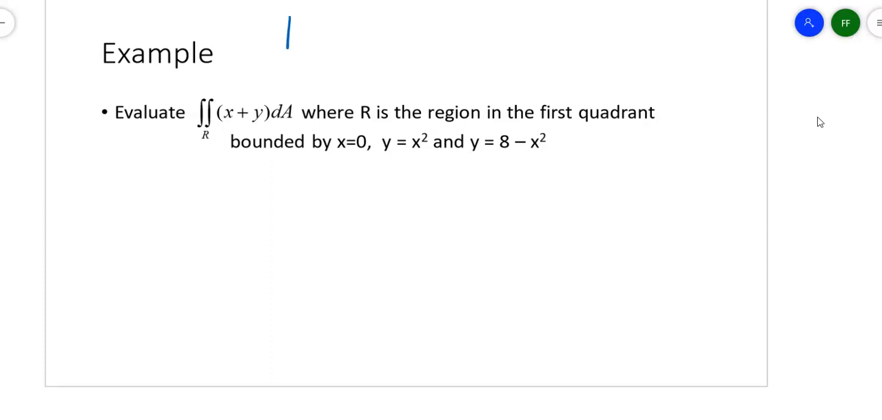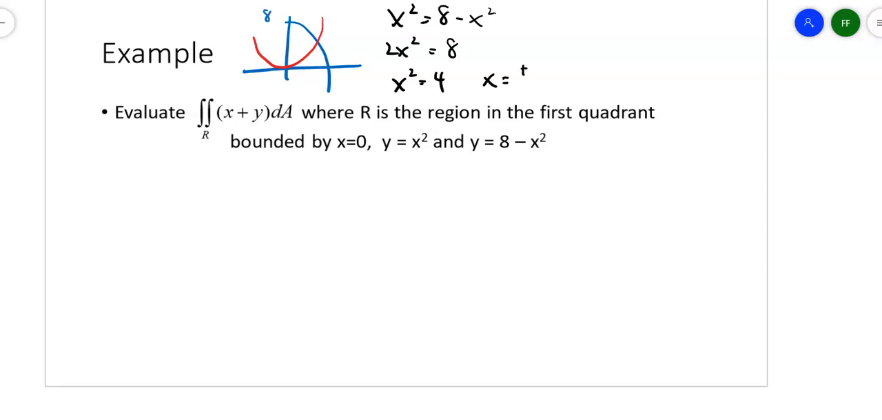Well, can I say? 8 minus x squared is an upside-down parabola that goes up to 8. Y equals x squared is an upward-facing parabola. It goes like that. Where do they intersect? Interesting question. They intersect wherever x squared equals 8 minus x squared. So add the x squared to both sides. Divide by 2.